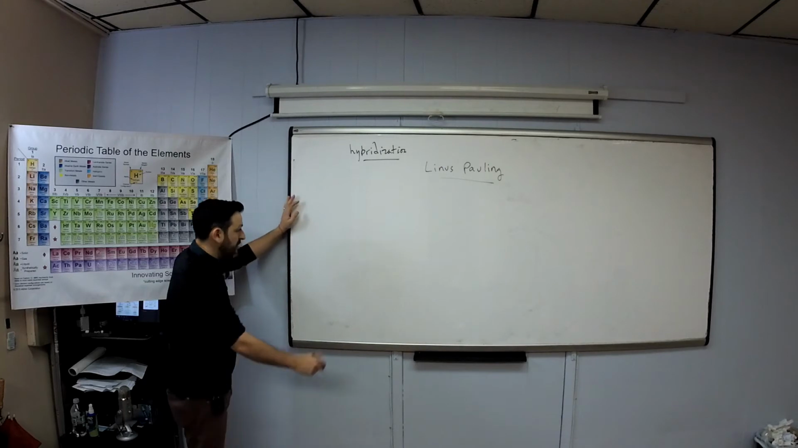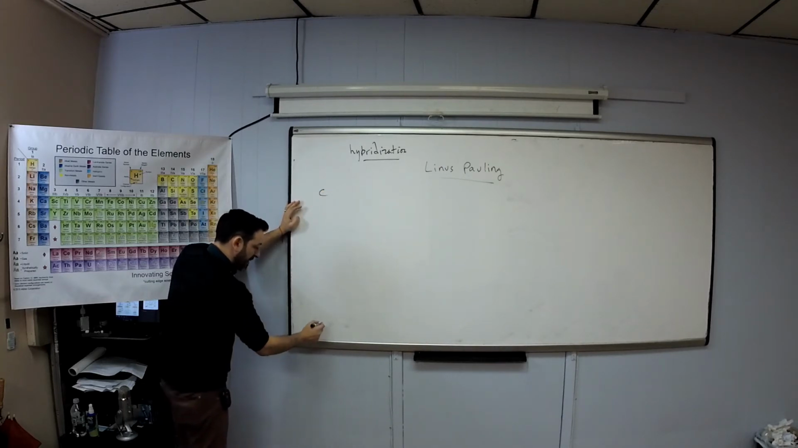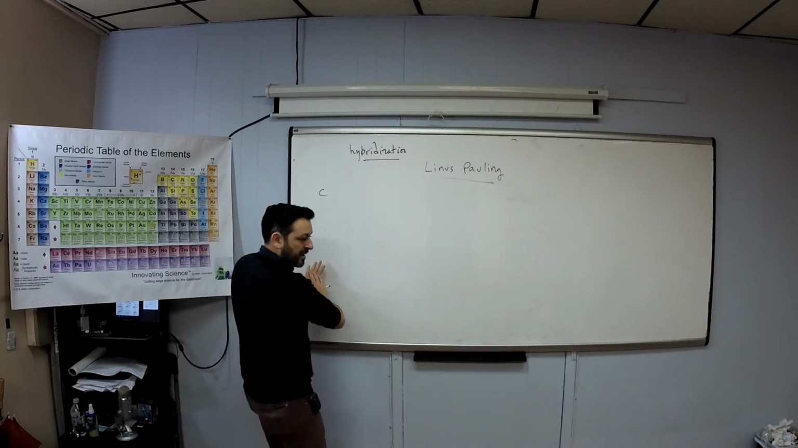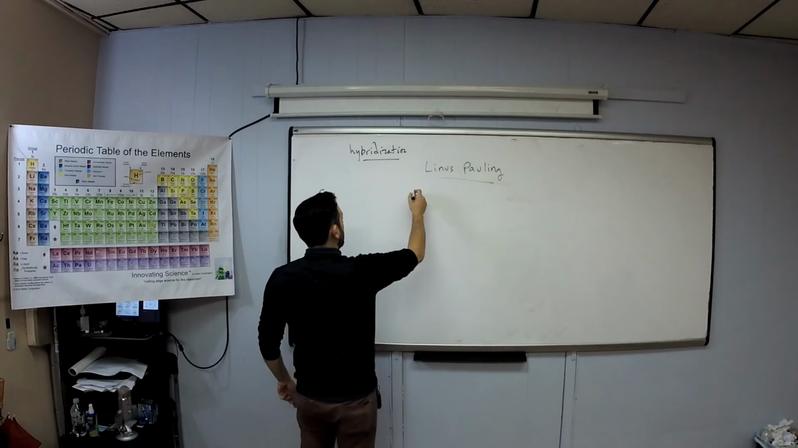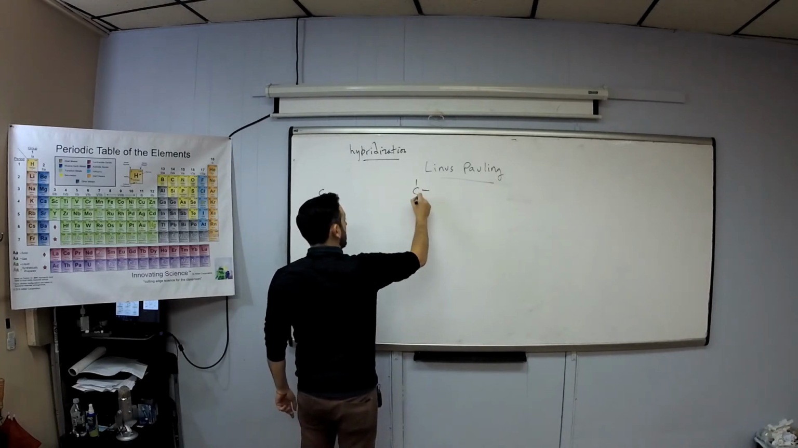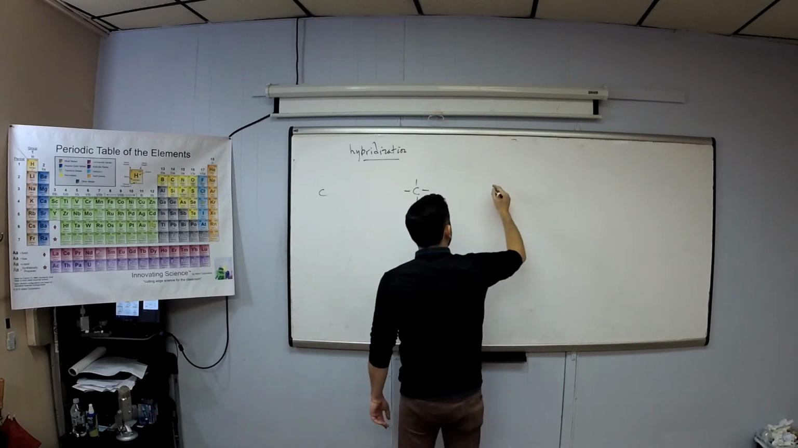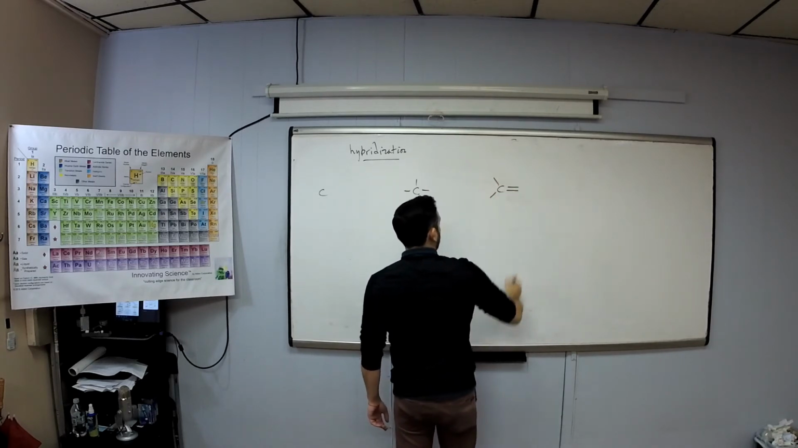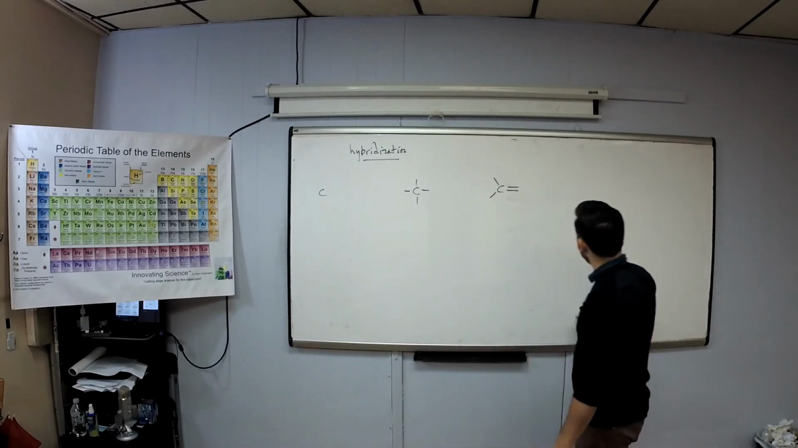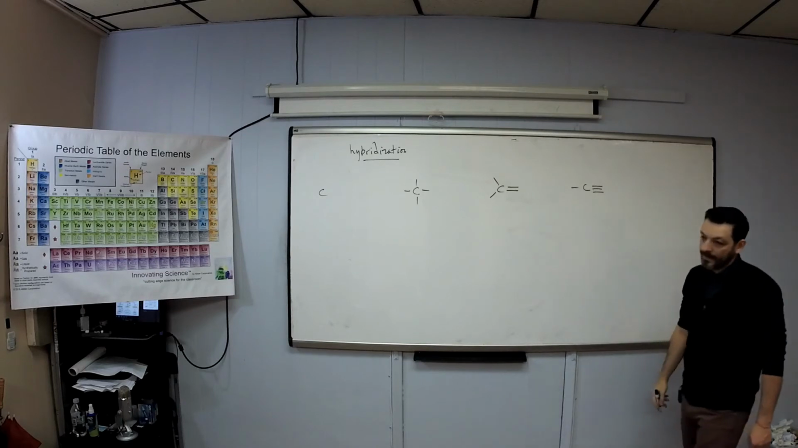So here's a regular carbon atom. You're going to need the width of the page, because I'm going to draw a carbon atom, and then I'm going to draw a carbon atom when it looks like this, and then when it looks like this, for example.